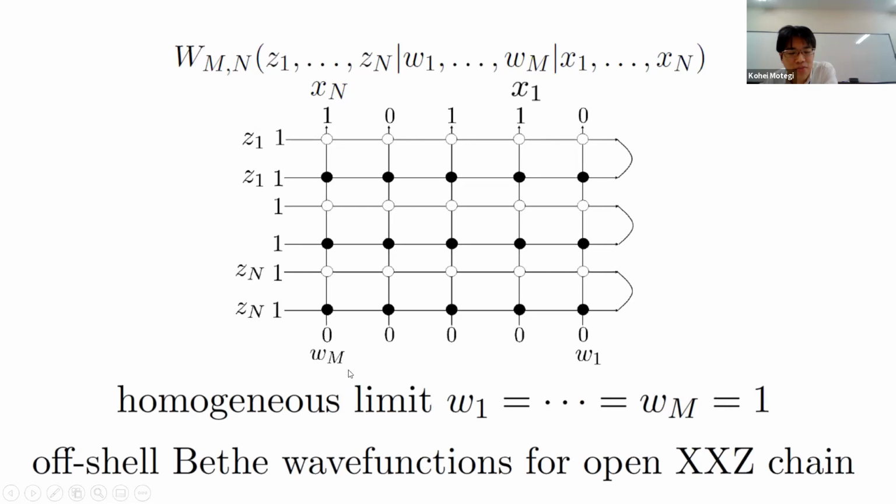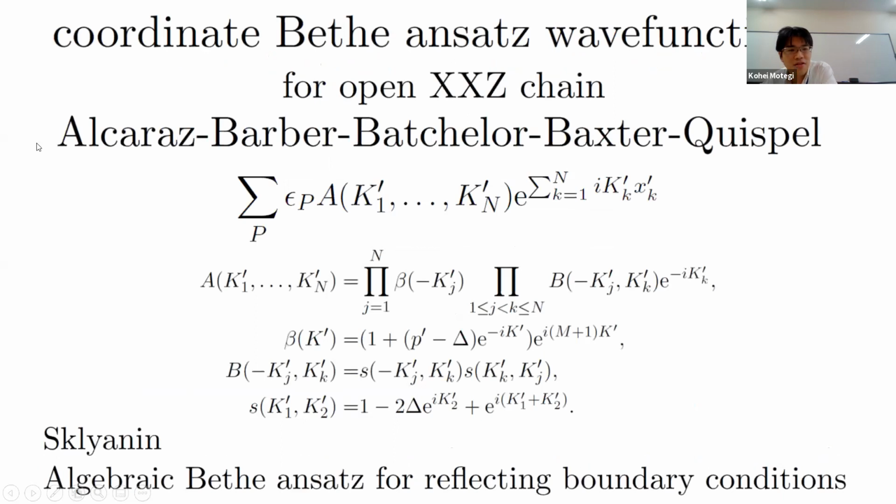If you take these parameters W1 to W_M, you can see the coordinate Bethe ansatz and its wave functions for the open XXZ spin chain in the paper by Alcaraz, Barber, Batchelor, Baxter, and Quispel. It's written like this.